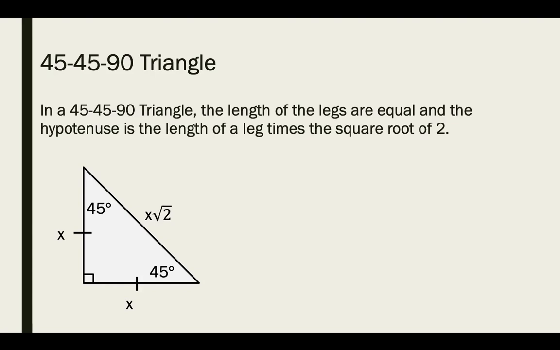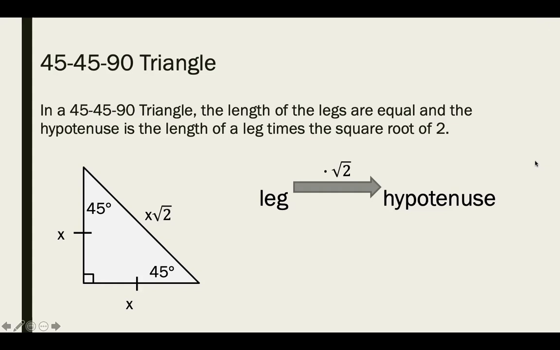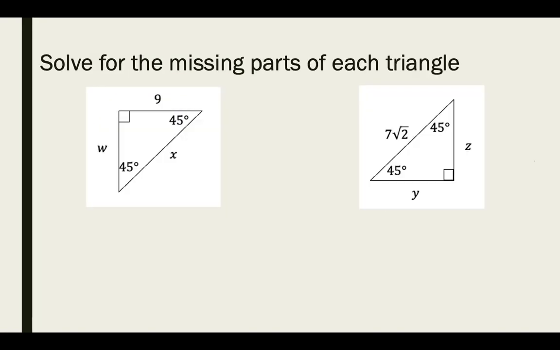So this diagram here is also potentially going to be helpful for you to solve the problems that we're about to do. So in each of these cases, we're going to have two legs and one hypotenuse. And like we said, the legs are equal. And the hypotenuse is the length of the leg times the square root of 2. So if we're trying to go from the leg to the hypotenuse, then we're just going to multiply times the square root of 2. But what if we want to go from the hypotenuse to a leg? Well, in that case, we are going to divide by the square root of 2. Let's look at a couple of examples.